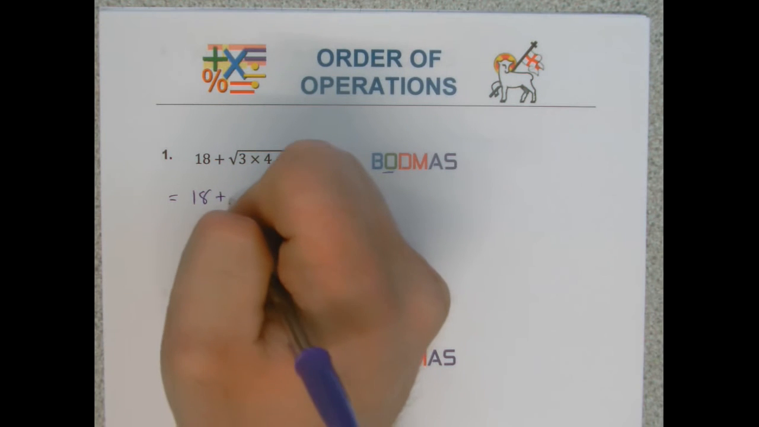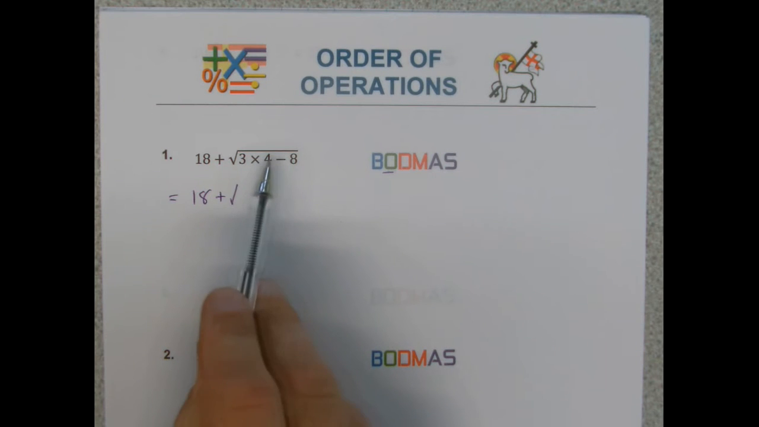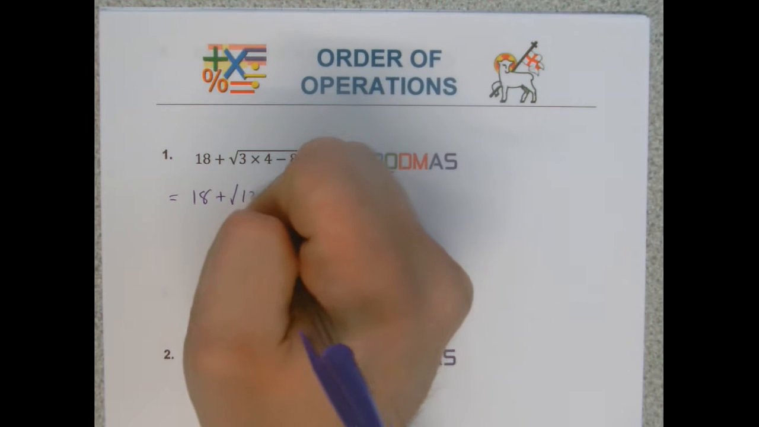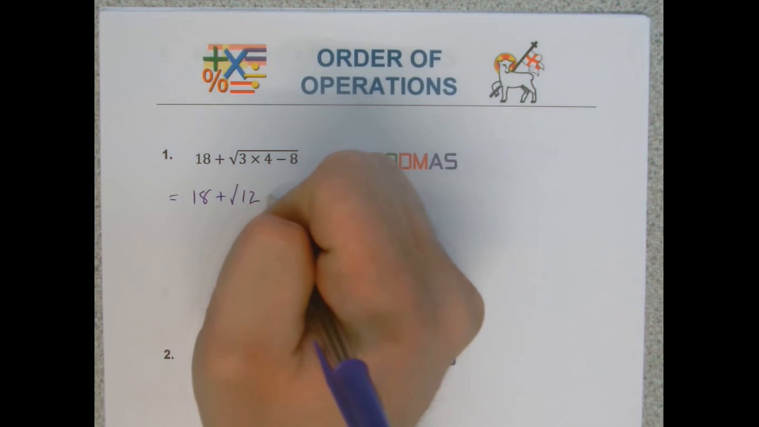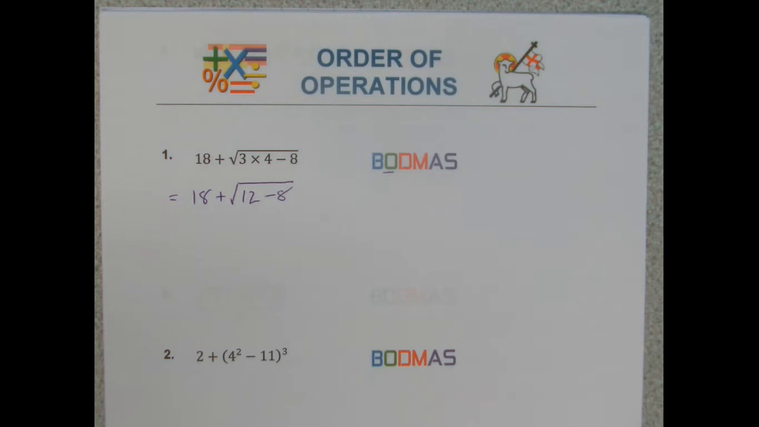But before I can do that, I need to work out inside this square root. There's a bit of work to do, and I can apply BODMAS in here, okay? I'll take my time on it. So we've got to multiply and subtract in here. Now the multiply has priority, so that would be 12. 3 times 4 is 12, and then take away 8. Okay, so that's my first line.